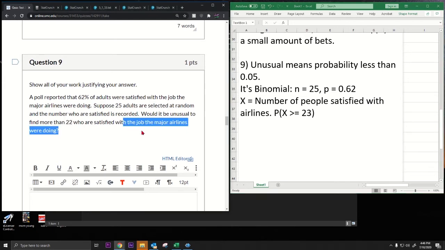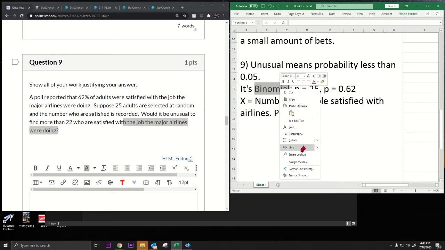Okay, satisfied with the job the major airlines are doing. Alright, well, it's binomial. Alright, it's binomial. Muy importante to saber que está binomial.